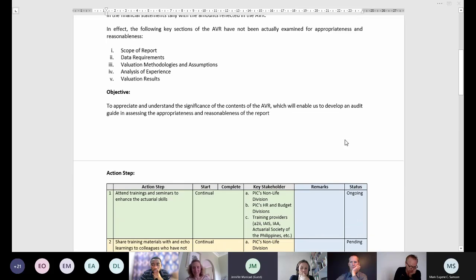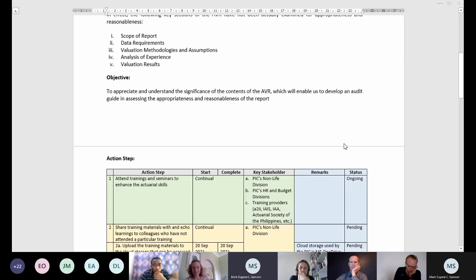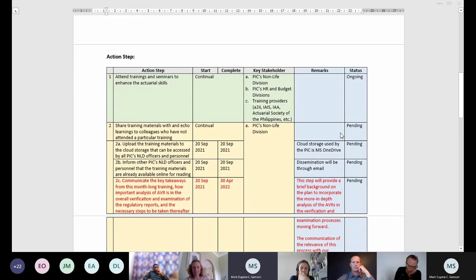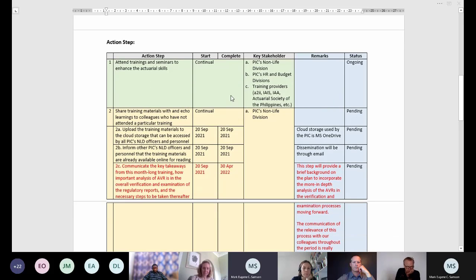Yeah, okay, thanks, Jen. Again, given the problem statement, the objective is to appreciate and understand the significance of the contents of the AVR, which will enable us to develop an audit guide in assessing the appropriateness and reasonableness of the report. For action steps, we have included quite a number of action steps here, and we also added columns for remarks to give more details about the action steps to be taken and the status of each action step. Again, I'm just going to focus on the critical areas here given the limited time.